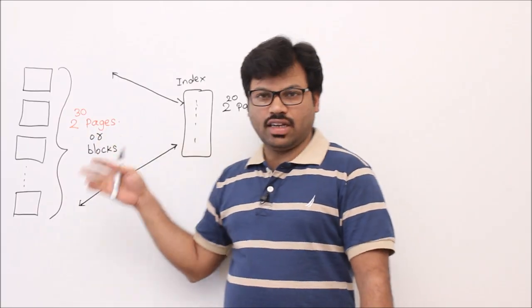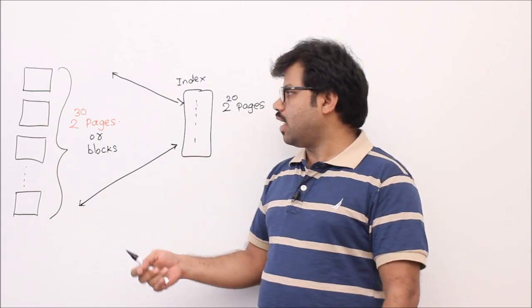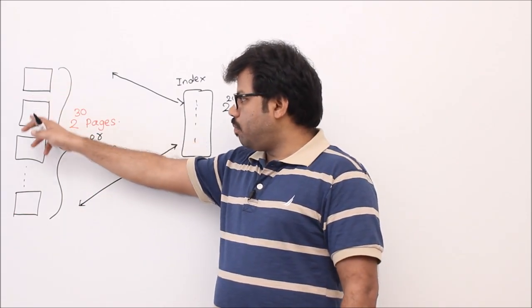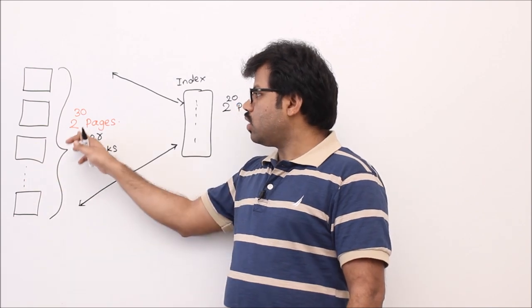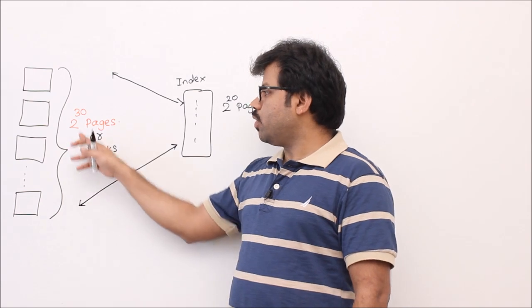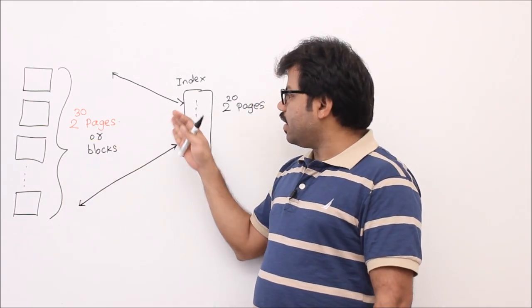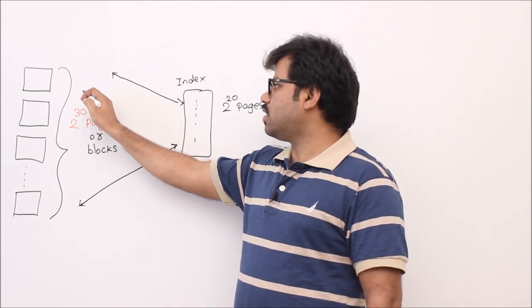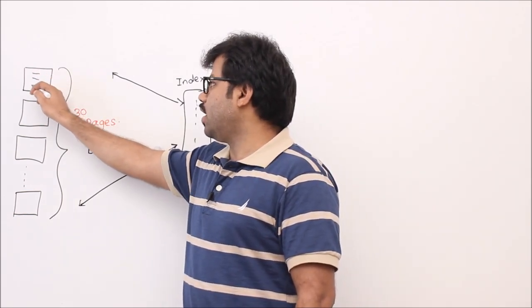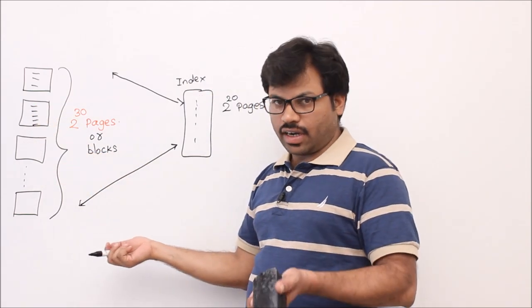Now let's see one question here. Say some imaginary student asked this question. He's asking: sir, I have a file with 2 power 30 pages. Page means block, both are the same, so that means 2 power 30 blocks. Then why should I create an index? Why don't you apply binary search on this? Since your data is ordered, why don't you apply binary search to find the right record?